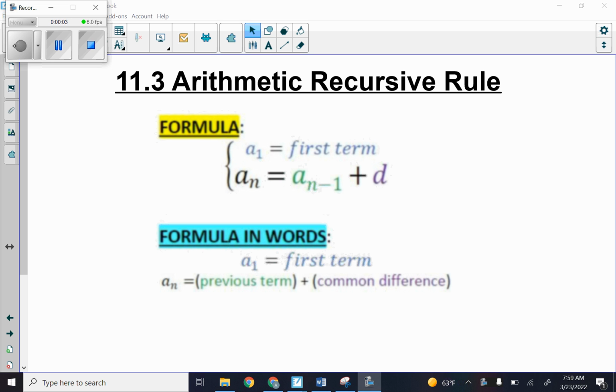In 11.3, we're going back to arithmetic sequences, but now we're going to use our recursive rule. So our formula, and you want to make sure that you have this down, a1 is your first term, and a sub n, so this is the rule, a sub n equals a sub n minus 1 plus d. So in words, what that is: a sub n equals your previous term plus the common difference.